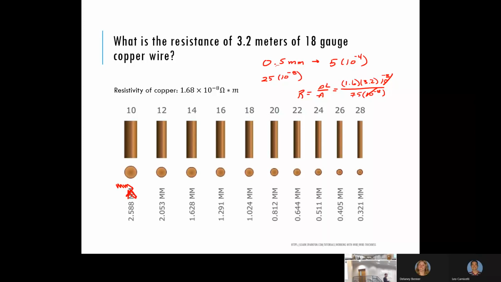Just ballpark it. 5. 3 times 1.6 is 48. Oh, okay, all right. 3 times 1.6 is 4.8. So let's just round to 5 and call it good. I'm just doing this in my head. You guys have your calculator, but you can ballpark it.